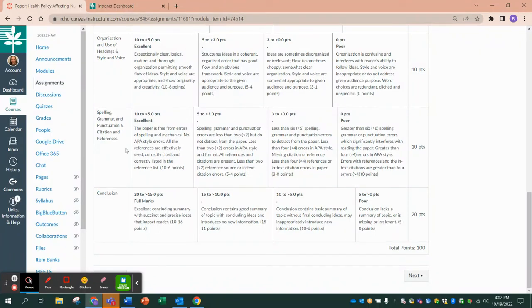Obviously, spelling, grammar, punctuation is important, APA format. And then finally, the conclusion is worth 20 points. Remember, a conclusion tells me what you have talked about in your paper, what you wanted me to understand from what you've just written. And it should say conclusion, not in summary, not summary. It should say conclusion.